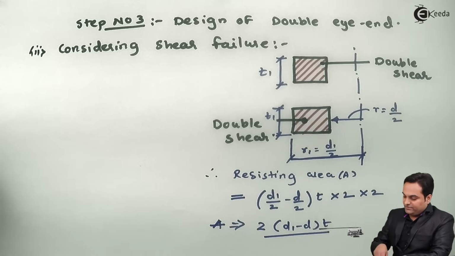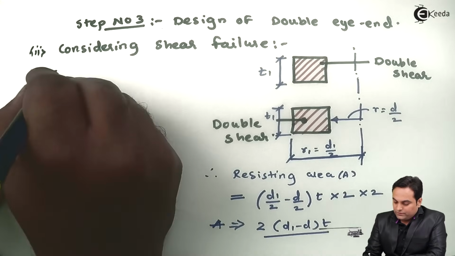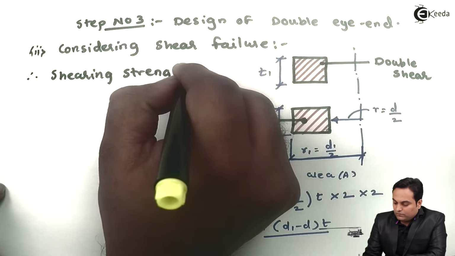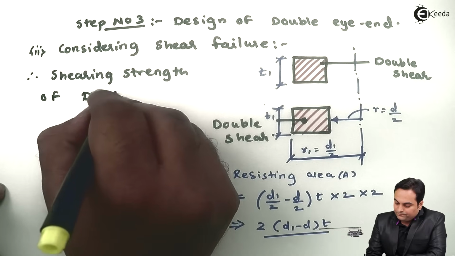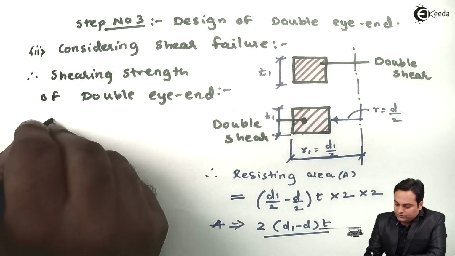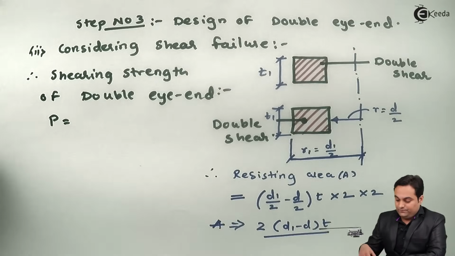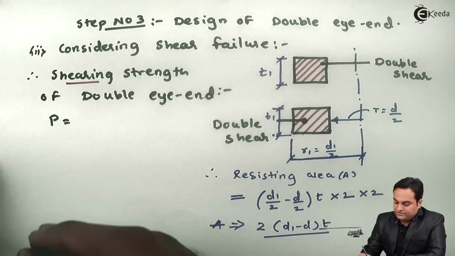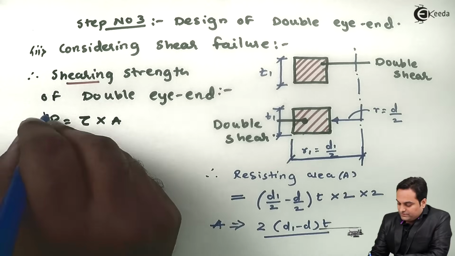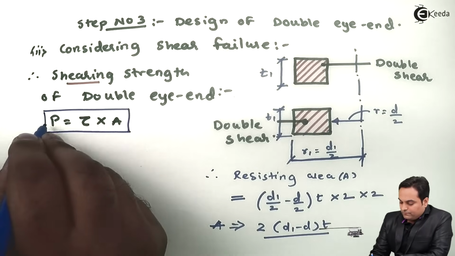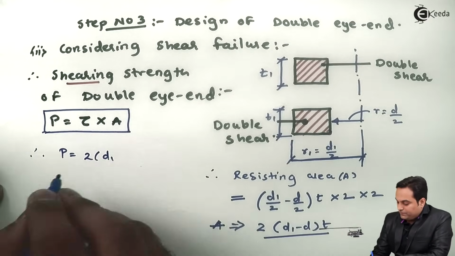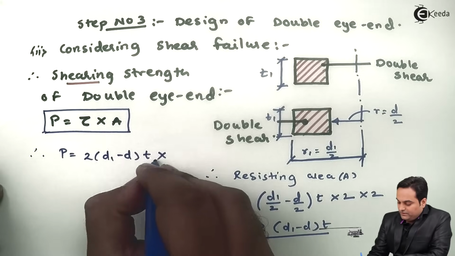So I'll say that after this, therefore shearing strength of double eye end will be equal to, strength is the load carrying capacity as we know, shearing, therefore it is shear stress into area. So this is the strength equation. So finally I can say that P is equal to area, we have got 2 into D1 minus D into T multiplied by shear stress.